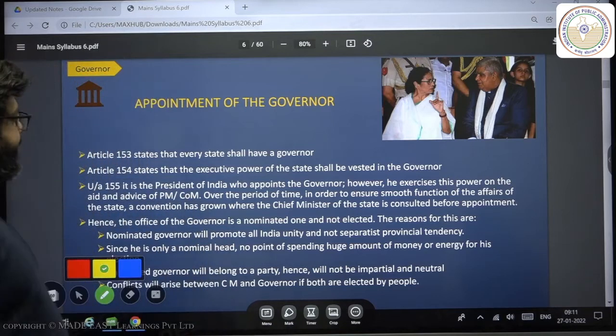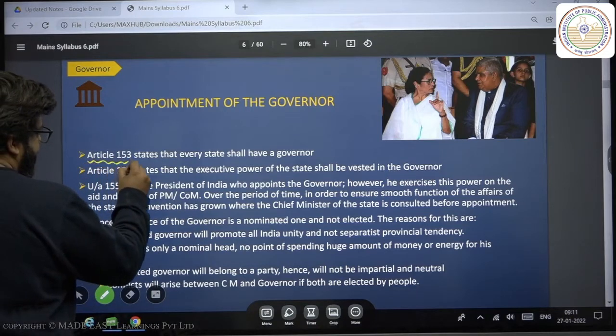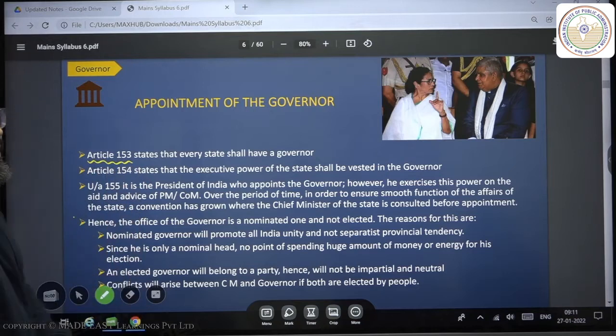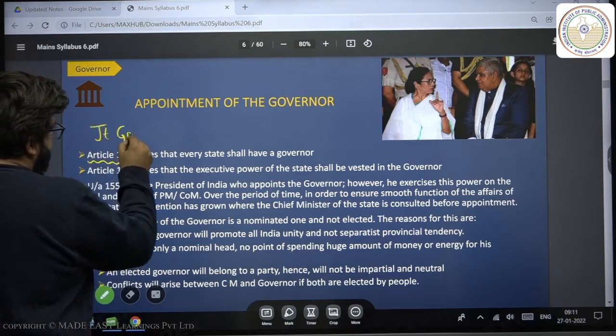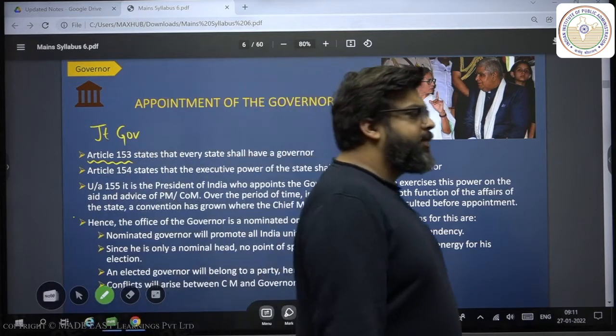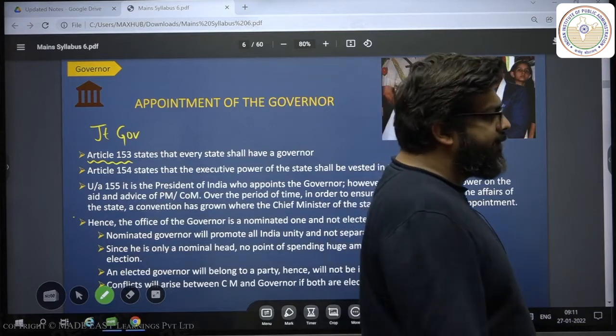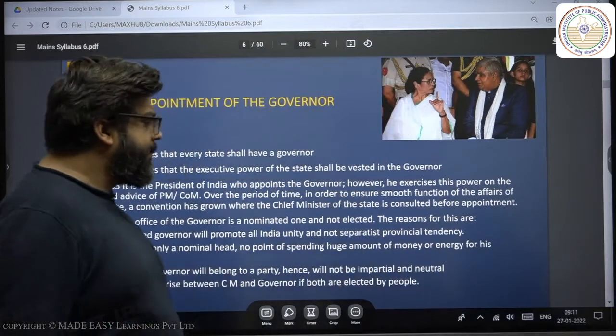Appointment of the governor. Let's get some basics right that we had discussed before also. Article 153 states that every state shall have a governor. It does not mean that there will be a separate governor for each state. You can have a joint governor of more than one state, of a state and a union territory, of two union territories, of a single union territory. In that case, it becomes the lieutenant governor. So, of course, those are things that are perfectly permissible.